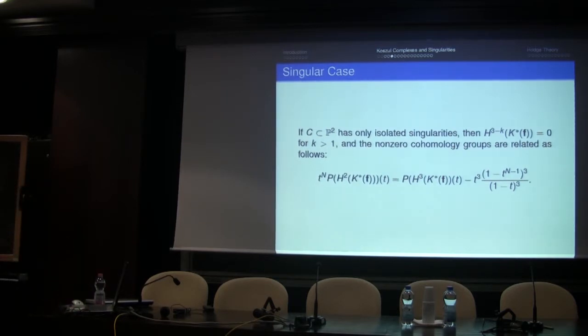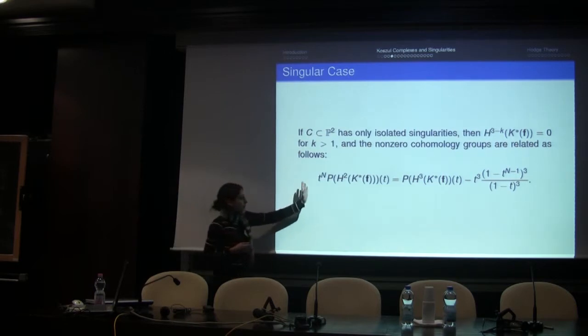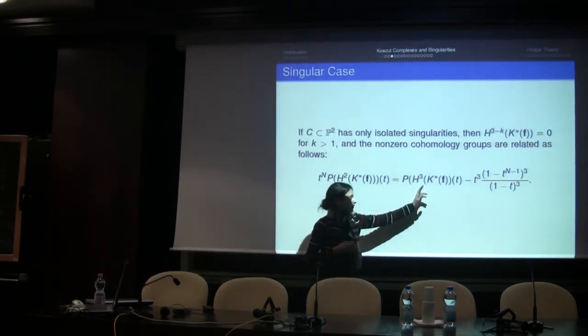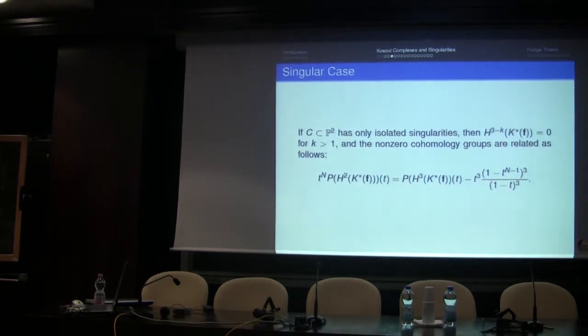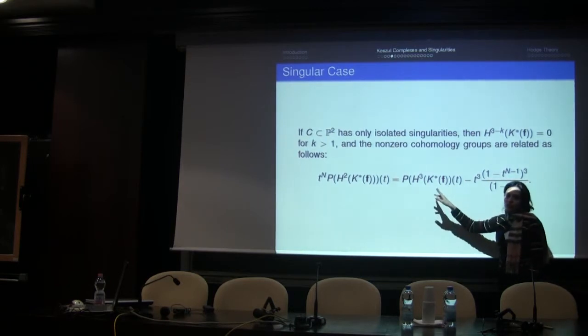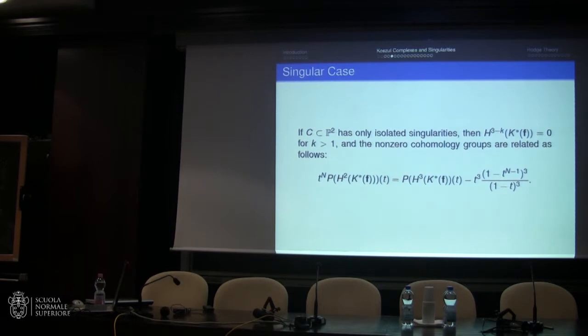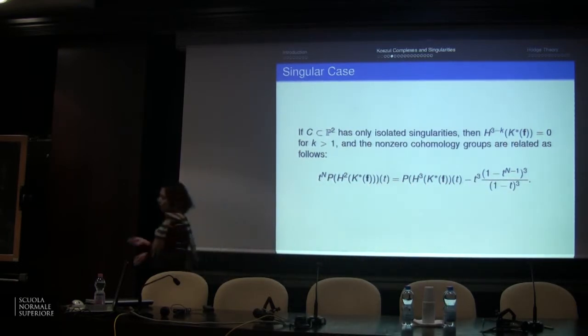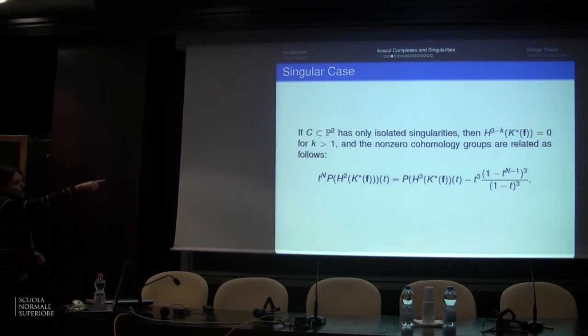Now, for the singular case, we saw that we have two non-zero cohomology groups, H3 and H2 of the Koszul complex, and these two cohomology groups are related by this equation: t to the power n times the Poincaré series of H2 is equal to the Poincaré series of H3 minus this polynomial. And this is exactly the polynomial that we have seen before. It's the Poincaré series of H3 of the Koszul complex of the partial derivatives of the polynomial that defines a smooth curve having the same degree as C. So we have a singular curve of degree n, and another curve of degree n that we will call later Fs, and this is the Poincaré series of the Koszul complex of the partial derivatives of Fs.